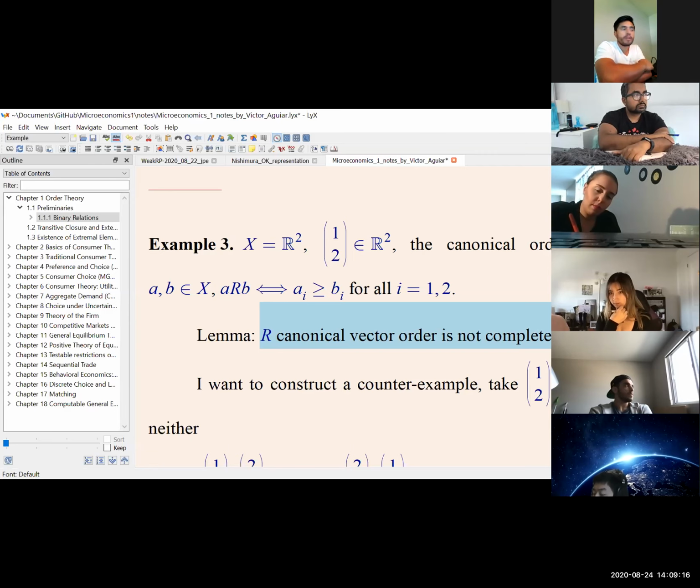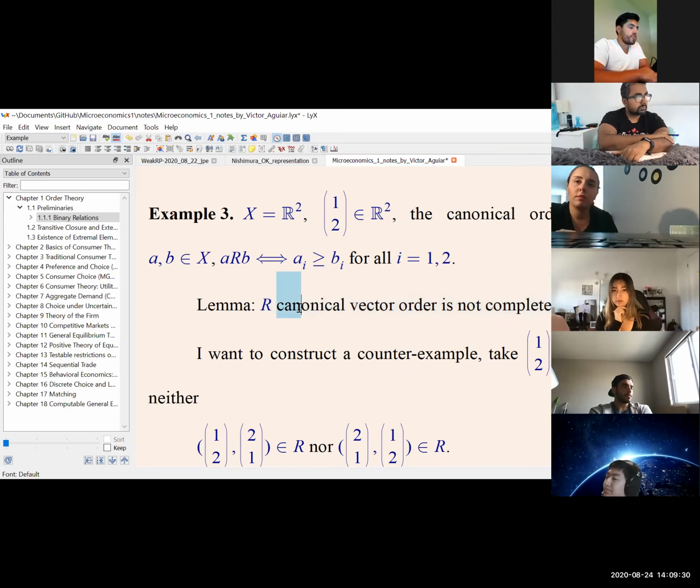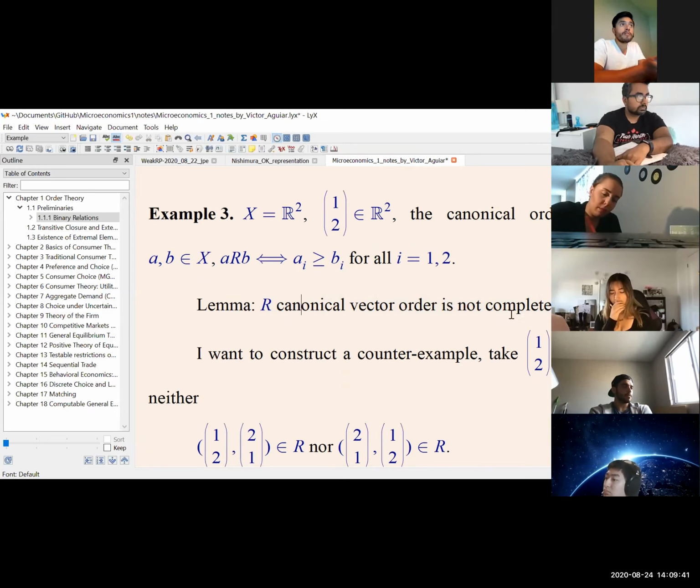Now in this particular ranking, I want to show that the canonical vector order is not complete. How do you show this? When you have a negative statement, saying something is not a property, you can just show it by creating an example. You want to show that there is a particular collection of vectors that cannot be ranked by the order. Why can I do it by example? Because completeness is stated as a universal statement.